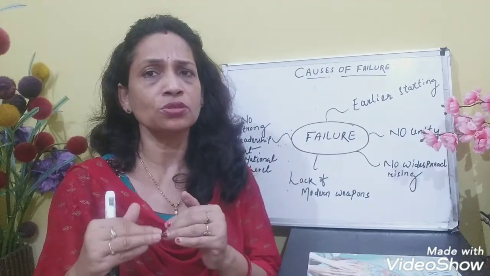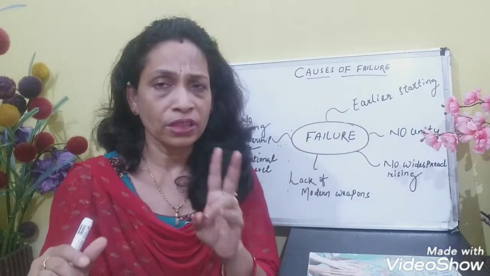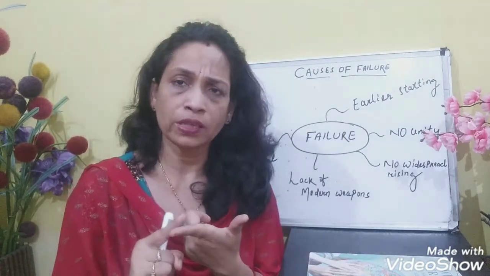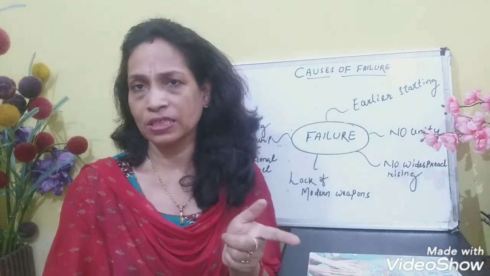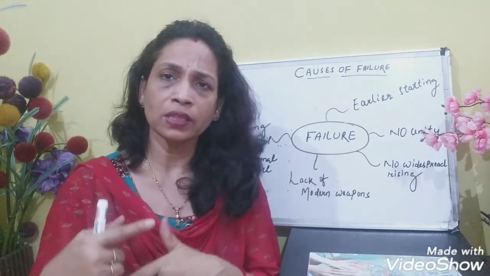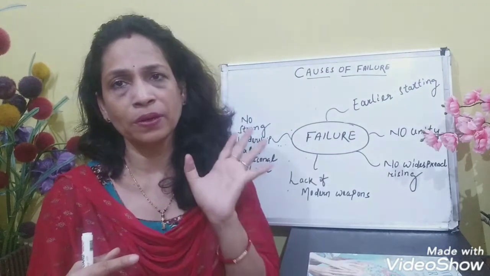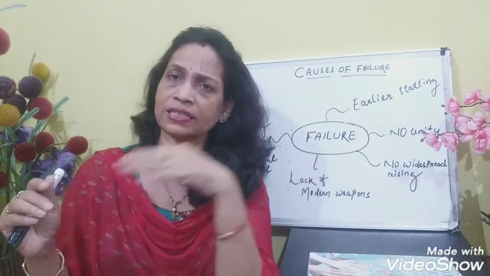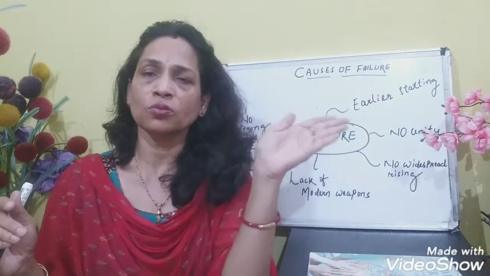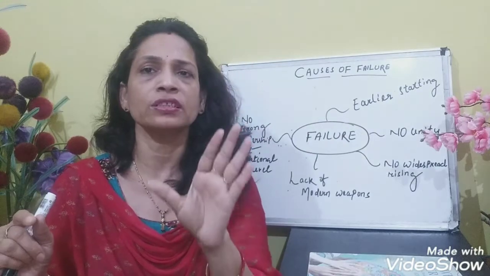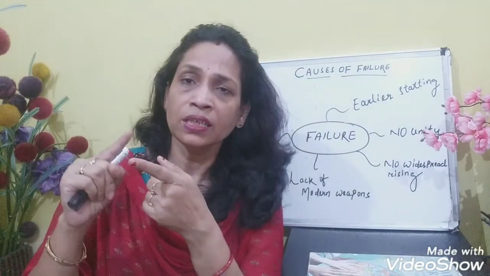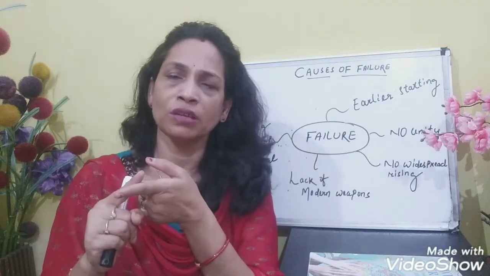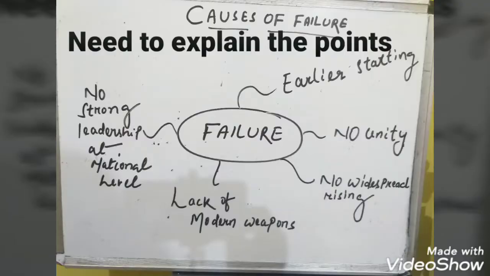Now sometimes the students get confused with two types of questions. One question comes that explain the causes of the revolt of 1857, and another, explain the causes of failure of the revolt of 1857. So what the students do, they read up to causes and they start writing about the causes of the revolt. So you have to read the question in proper manner, whether it is causes of the revolt or causes of failure of the revolt, and after that you will attempt your answer.